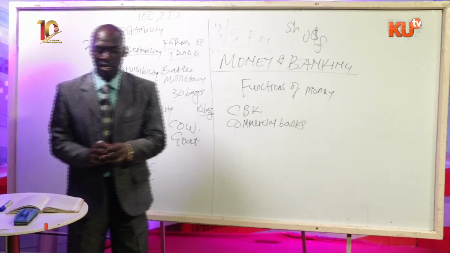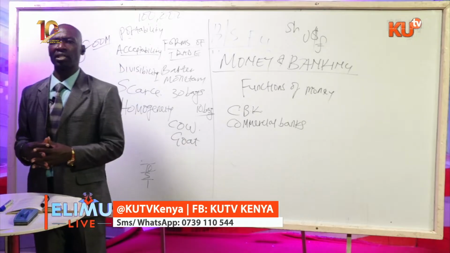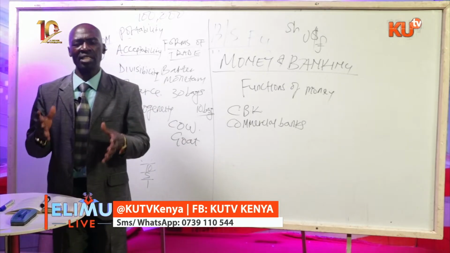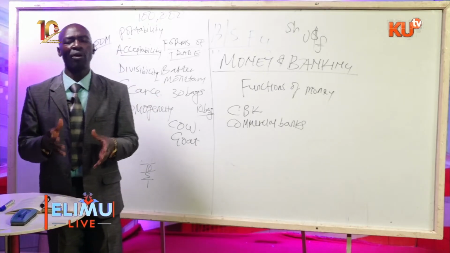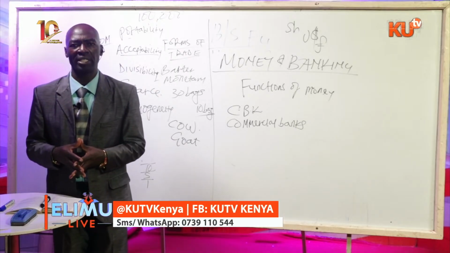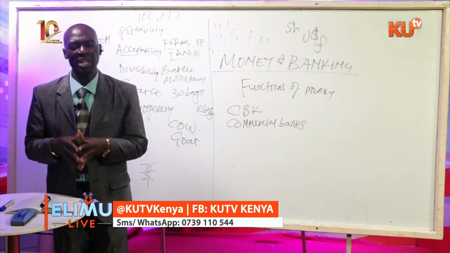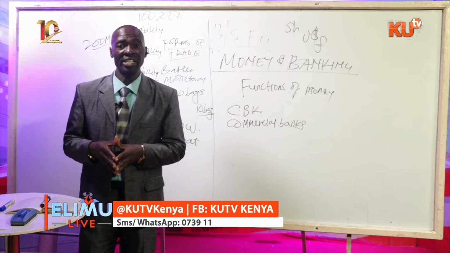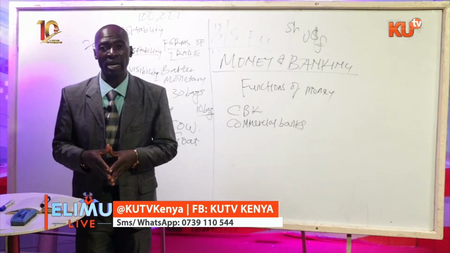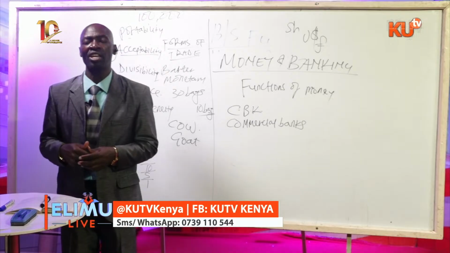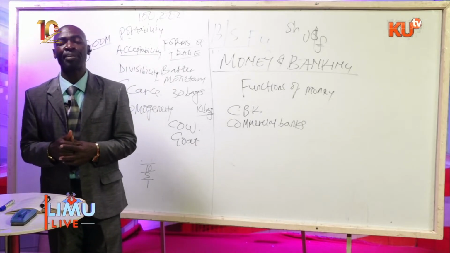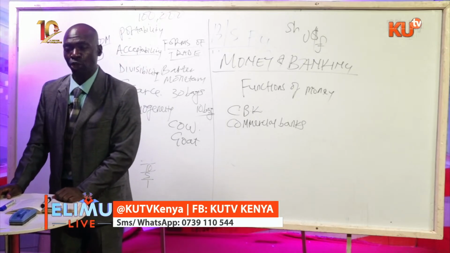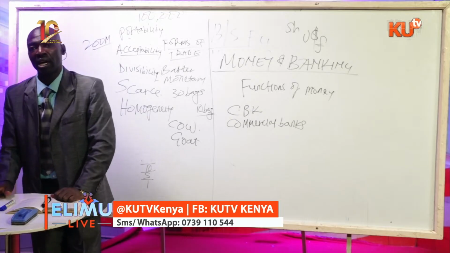So central bank of a country. What is a central bank of a country? A central bank is a bank that receives deposits in form of taxes on behalf of the government. It is a bank that regulates the currency of a particular country. It is a bank that controls inflation of a particular country. That's the central bank. And in Kenya, it is headed by a governor who is a presidential appointee.